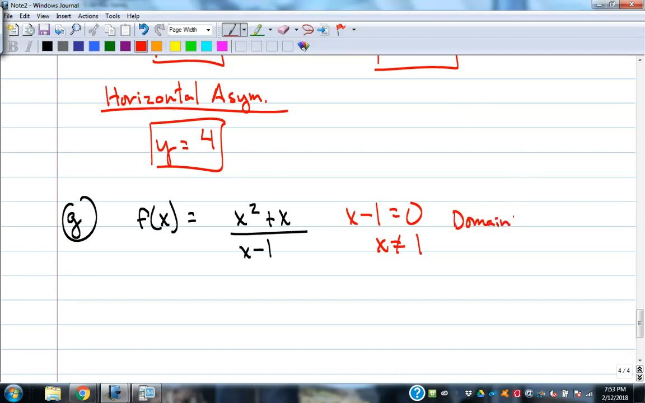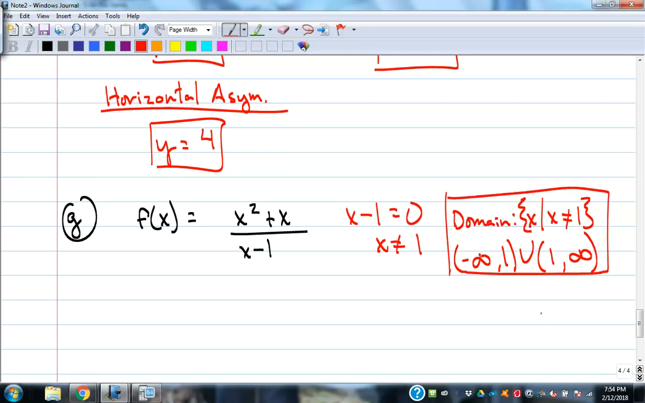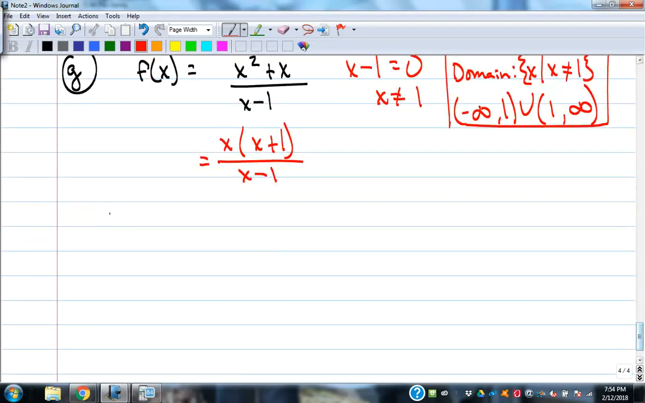So domain, x such that x does not equal 1. Negative infinity to 1 union 1 to infinity. You're getting pretty good at that. Okay. Now, next thing to do is try to simplify it. So does the numerator factor? It's got a GCF of x. But does anything cancel? No. Almost. We had an x minus 1 and an x plus 1. That was close to the same. It's not exactly the same, so it can't cancel. So nothing cancels. If nothing cancels, what do we know about our vertical asymptotes? It's the same as the domain. So it would be at x equals 1.